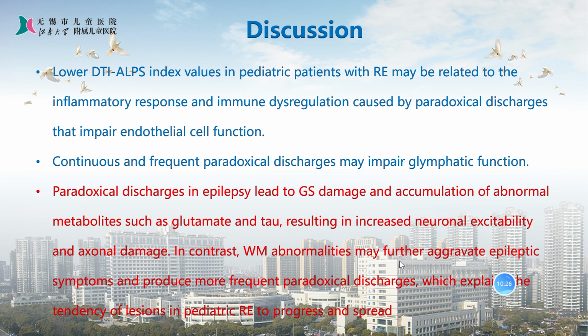And one important point is that paroxysmal discharges in epilepsy lead to glymphatic system damage and accumulation of abnormal metabolites such as glutamate and tau, resulting in increased neuronal excitability and axonal damage. In turn, white matter abnormalities may further aggravate epileptic symptoms and produce more frequent paroxysmal discharges, which explains the tendency of lesions in pediatric RE to progress and spread.